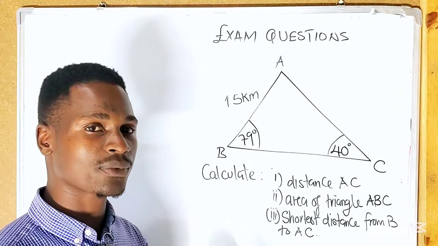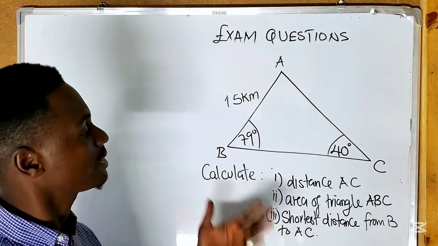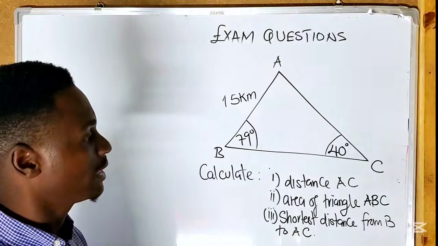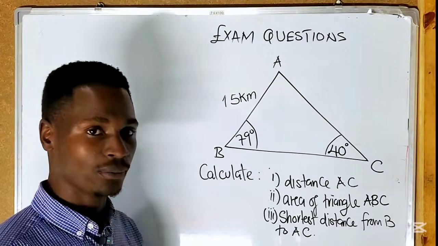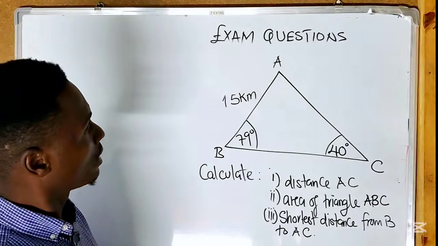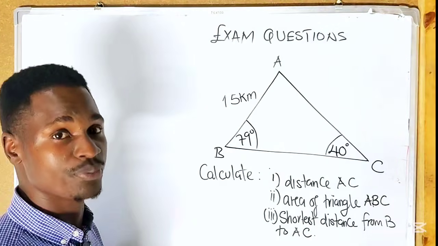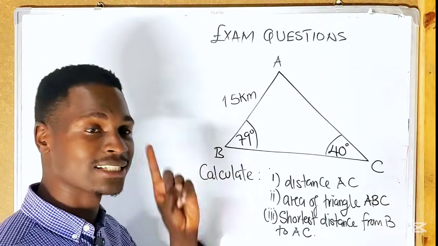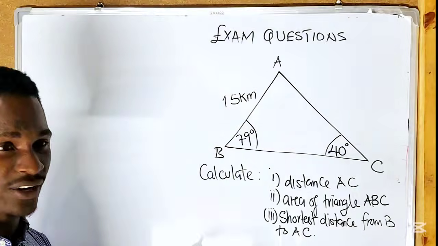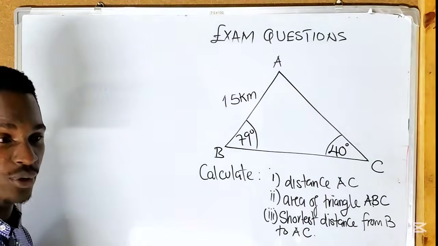Now guys, we have a question here. This is an examination question under trigonometry. Now, which rule are we going to use between the two? Cosine and sine rule, between sine and cosine rules. Which one are we going to use?